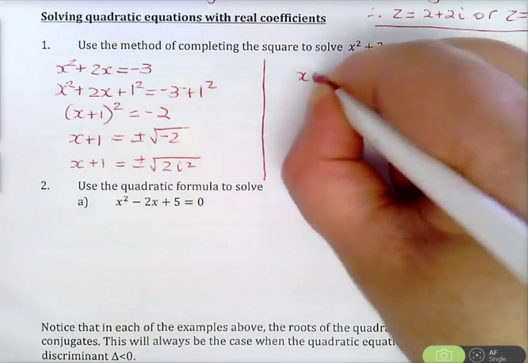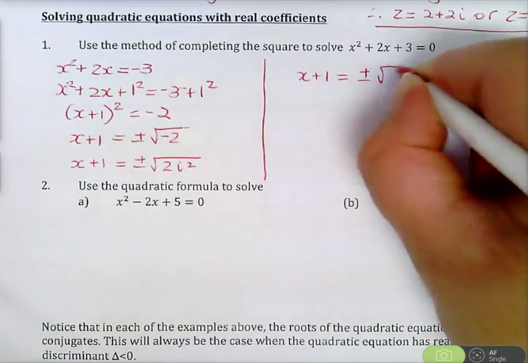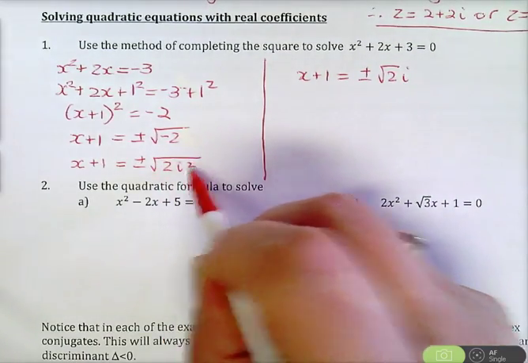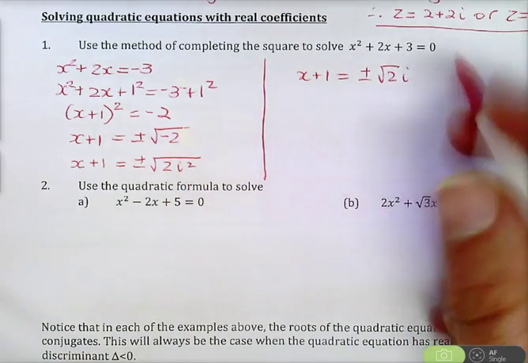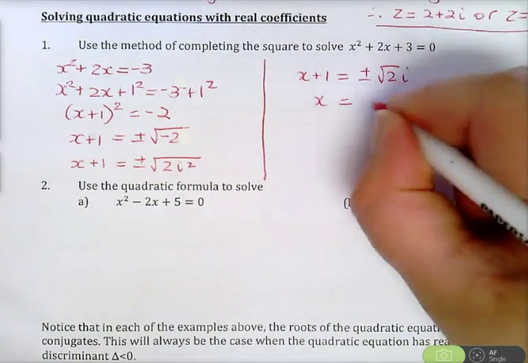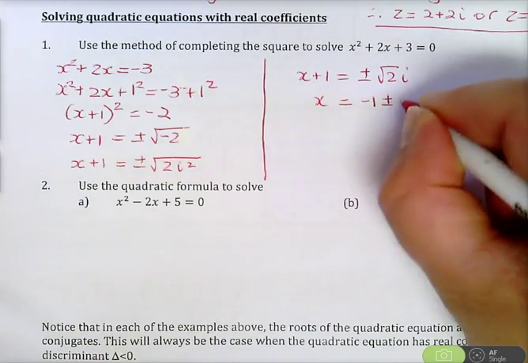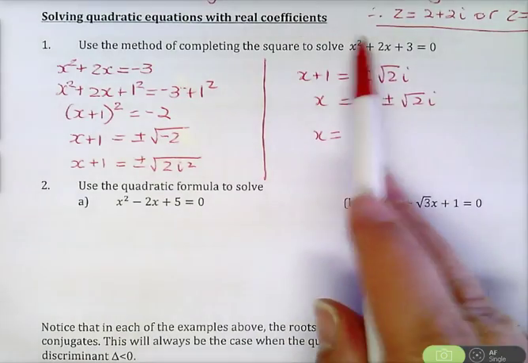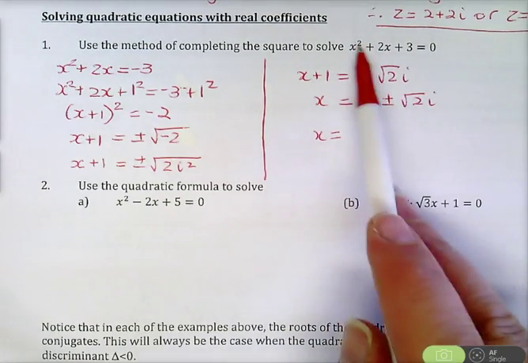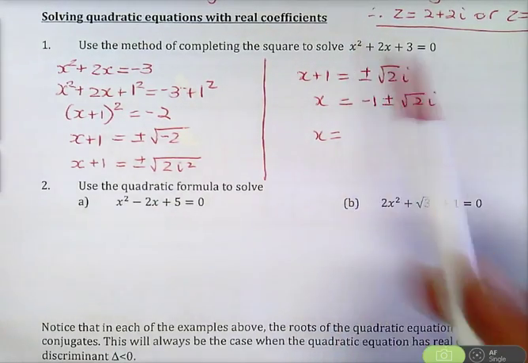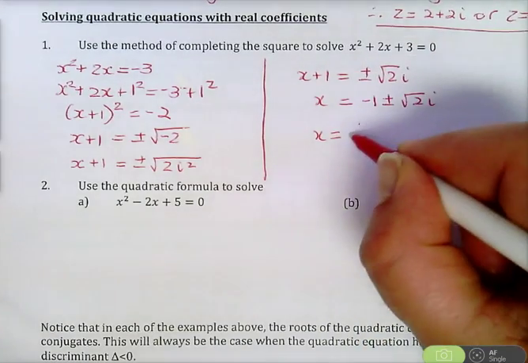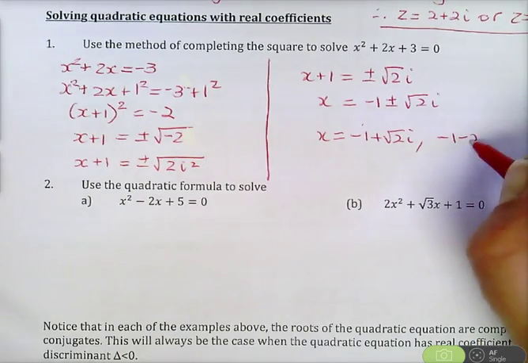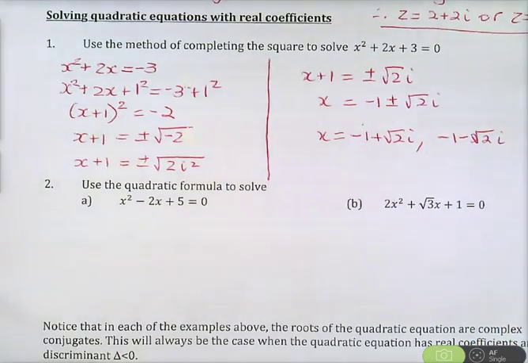So therefore, x plus 1 equals plus or minus the square root of 2 times i, because it's the square root of 2 times the square root of i squared, and the square root of i squared is i. And taking this 1 to the other side, we've got x is negative 1 plus or minus root 2 i. So remember, we're trying to solve this quadratic equation, and because it's a quadratic with x squared, you expect two solutions, and the two solutions are negative 1 plus root 2i, negative 1 minus root 2i.